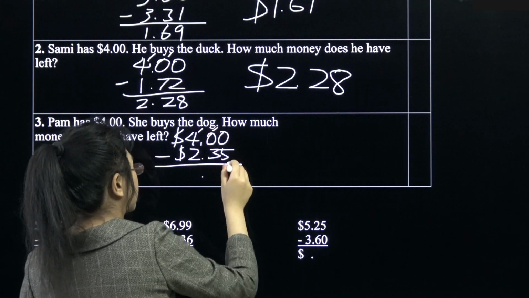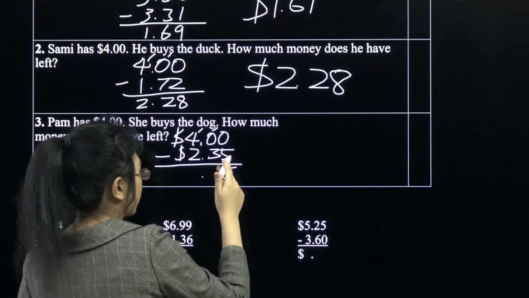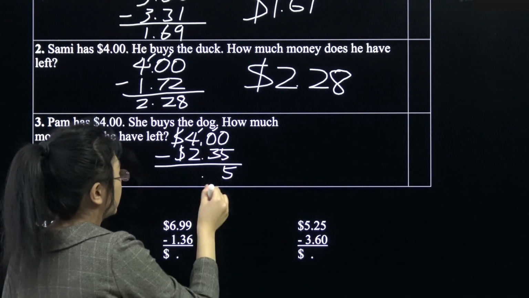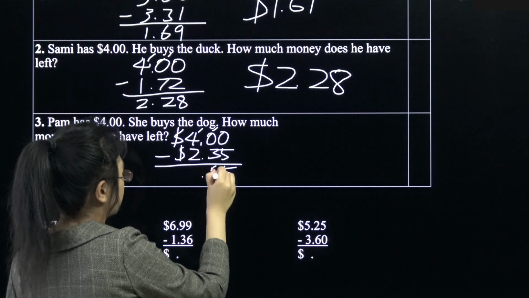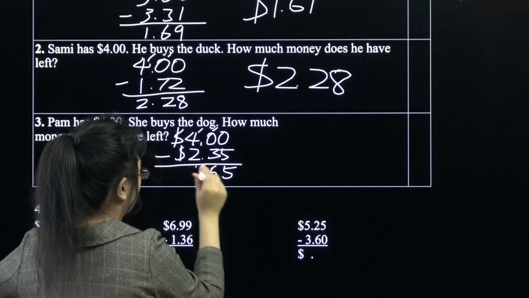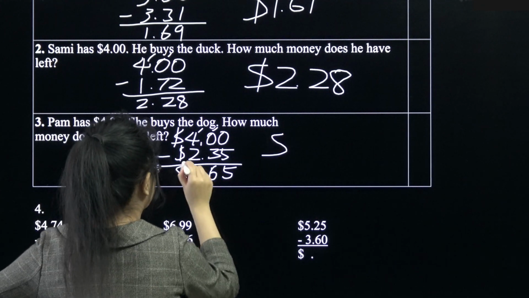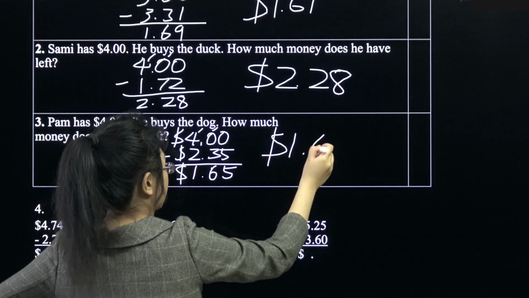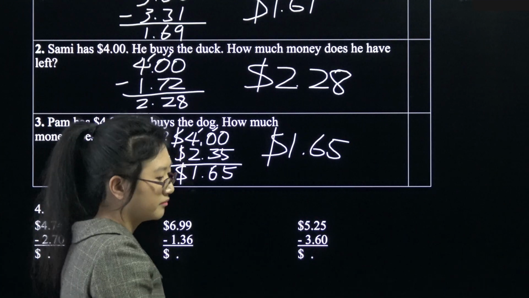Now, double regrouping. 10 minus 5, 5. 9 minus 3, 6. And 3 minus 2, 1. She has $1.65 left. Yay!